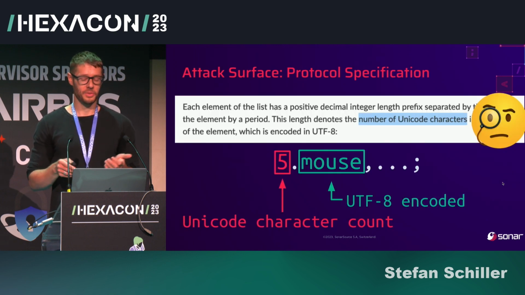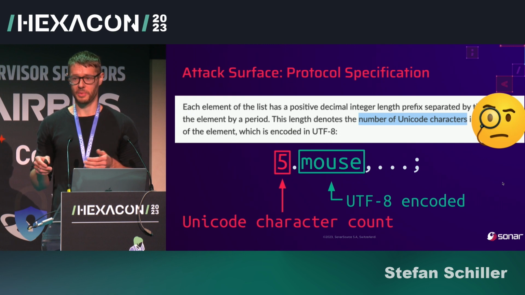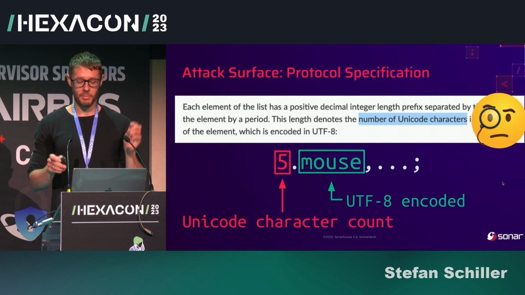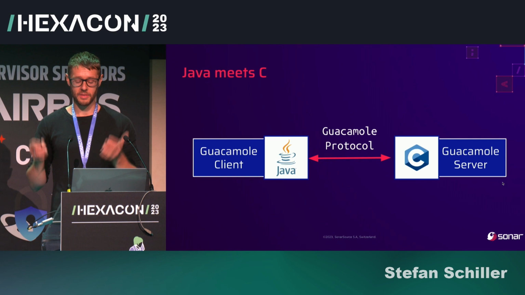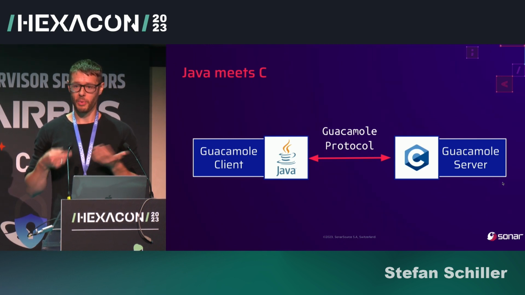Another thing which really surprised me is this excerpt from the protocol specification. It states that the length field of a Guacamole instruction is not a byte length. Instead, it denotes the number of UTF-8 encoded Unicode characters. So from an attacker's point of view, this promises encoding issues which have already proven to be security relevant in the past. And in this case, this is specifically interesting because of the language difference. The Guacamole client is written in Java and the Guacamole server is written in C. So both of these components need to handle the encoding the same way.